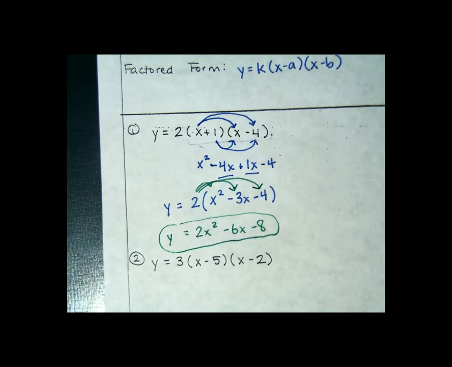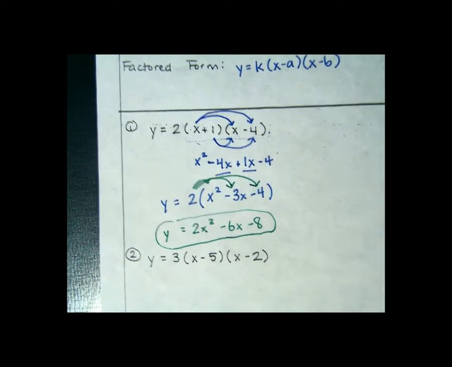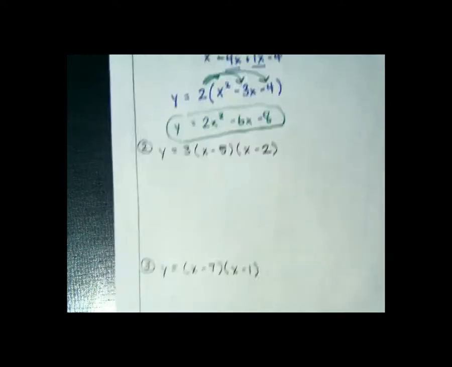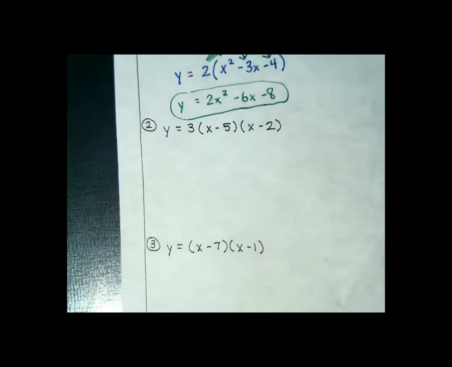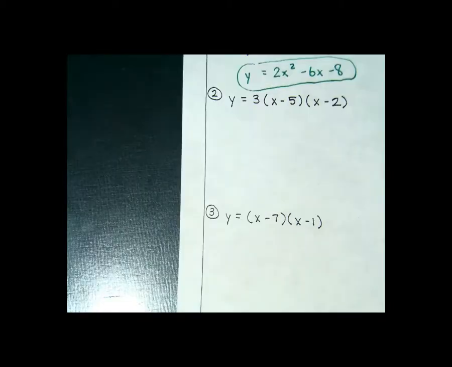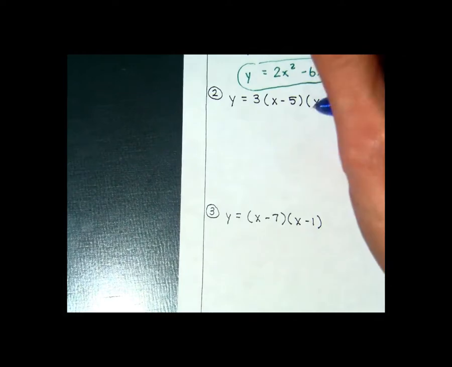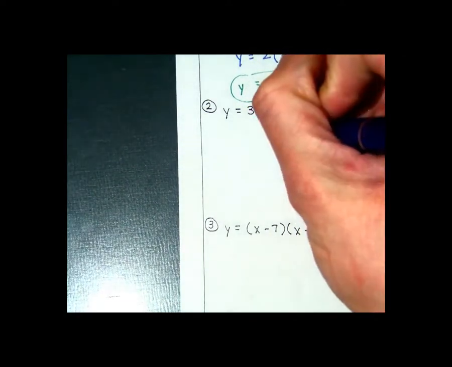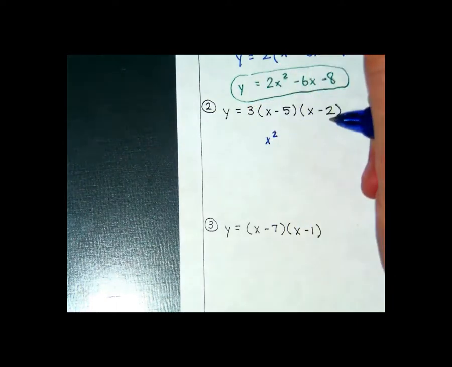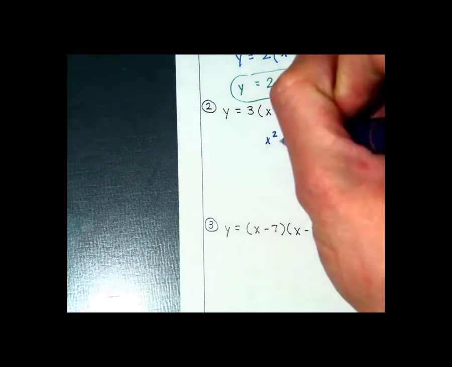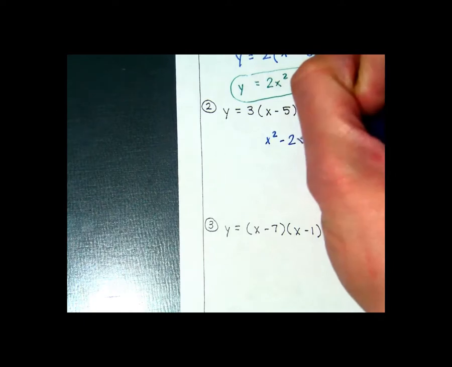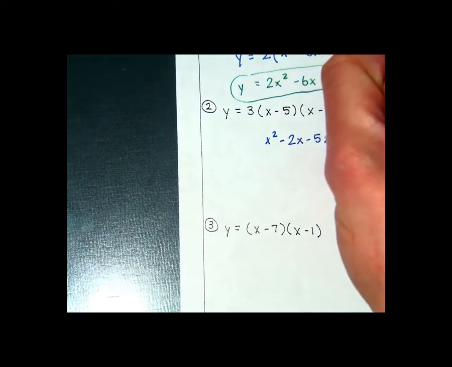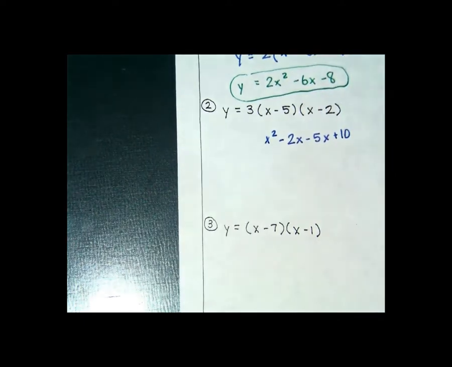I want you guys to do numbers 2 and 3. The only difference in what we did the other day, there's a y in front and you have to distribute a number. You don't even have to distribute a number on number 3. Alright guys, number 2. What did you get when you multiplied these 2 binomials together? X squared minus 2x minus 5x plus 10. Okay, then what?